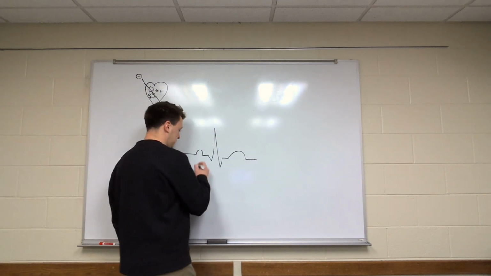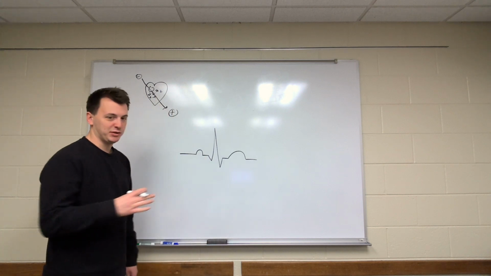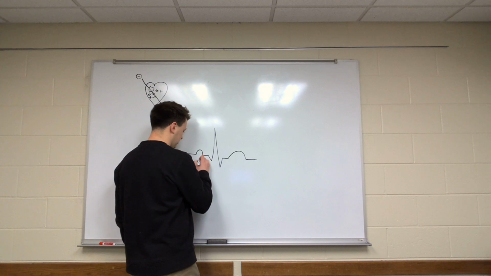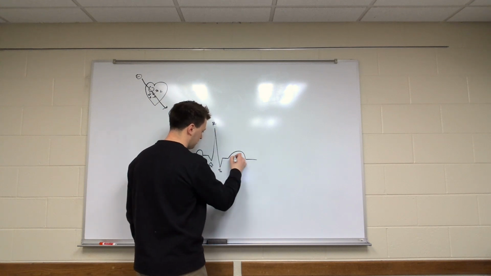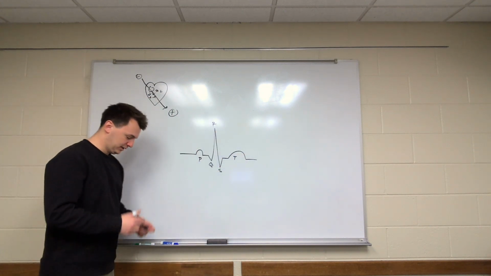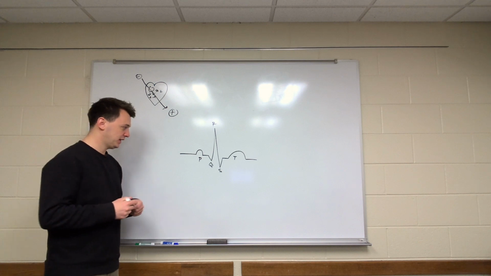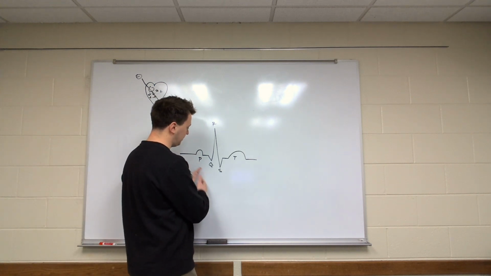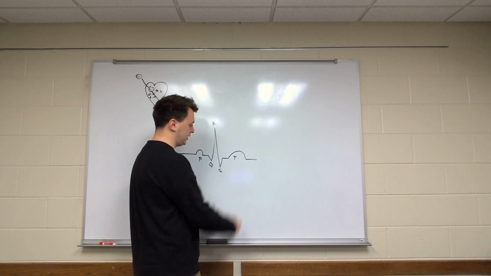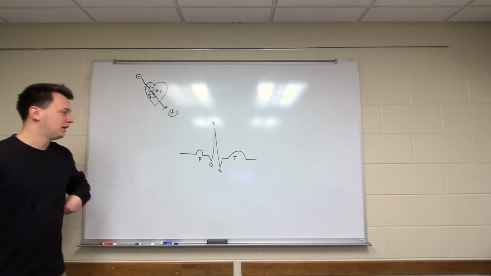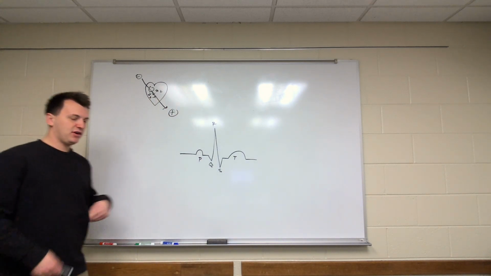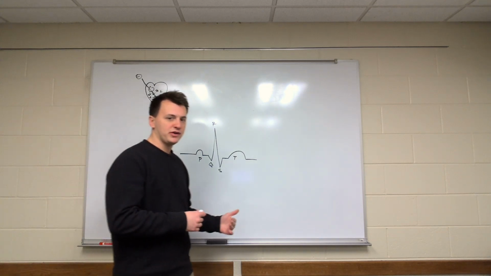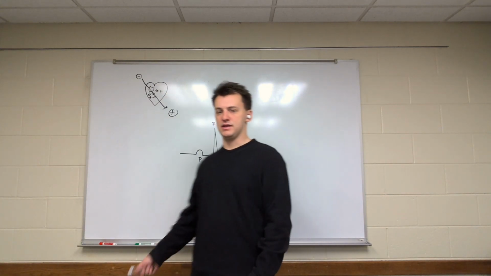Now in ECG, we alphabetize some of these waves, the PQRST parts of the wave. We split them a little bit differently. We have the P wave, then we have the QRS complex, and we have the T wave. But again, it's from depolarization or repolarization, depending on what's going on. And this is how we track it.